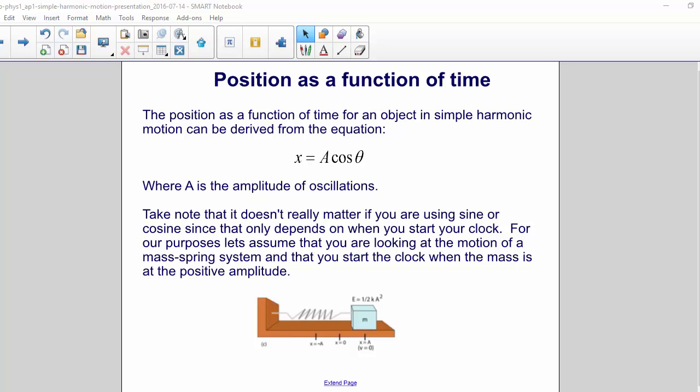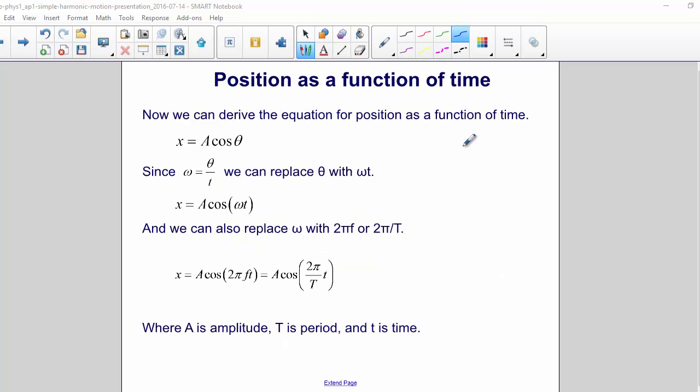If you start your clock when the mass is at 0 at the equilibrium point, you would use sine. If you start when it's at the maximum amplitude, you would use cosine. So for our purposes, let's assume that you're looking at the motion of a mass-spring system and that you start the clock when the mass is at the positive amplitude. Now we can derive the equation for position as a function of time.